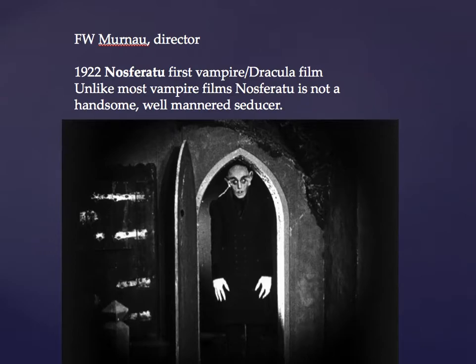So F.W. Murnau, director, German, and Nosferatu from 1922. And this is the very first vampire film. It's actually based on the book by Bram Stoker, the Dracula book by Bram Stoker, but they don't have the rights, so they change all these names, and it's kind of funny. The names are very, very similar. Van Helsing and Harker, and all the names are kind of close, but not quite.